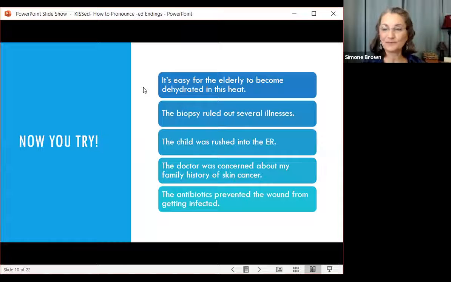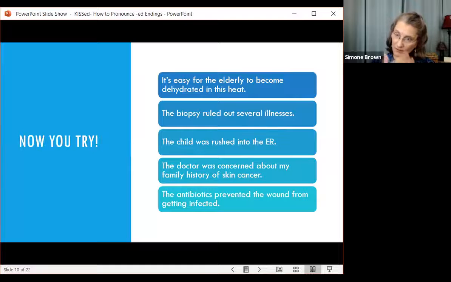Let's try it now. So here are some medical terms that you'll probably need to know. So let's figure out what is the ED word: dehydrated. See, it ends in a T, dehydrate. Ends in a T, so we need an extra syllable. Dehydrated, dehydrated, dehydrated. It's easy for the elderly to become dehydrated in this heat.